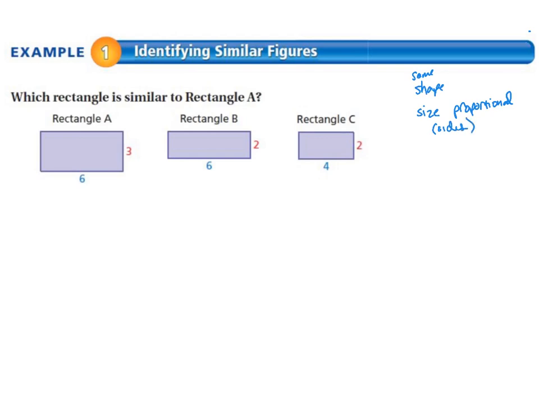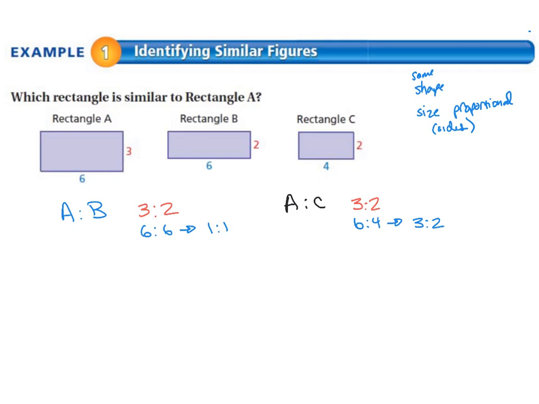If we compare A to B, for the red side lengths, the ratio of sides is 3 to 2, and the blue side lengths have a ratio of 6 to 6, which reduces to 1 to 1. If we instead compare rectangle A to C, look at the red sides. We've got 3 to 2 as their ratio. And for the blue sides, we've got 6 to 4, which reduces to 3 to 2.